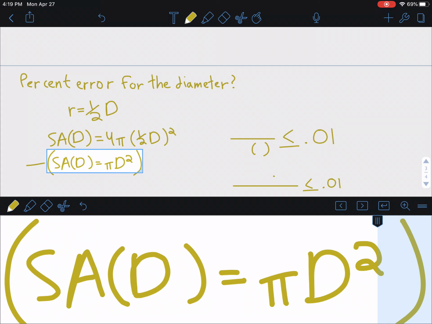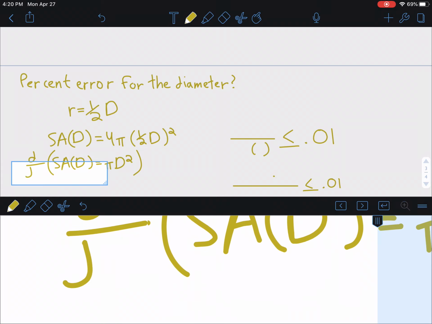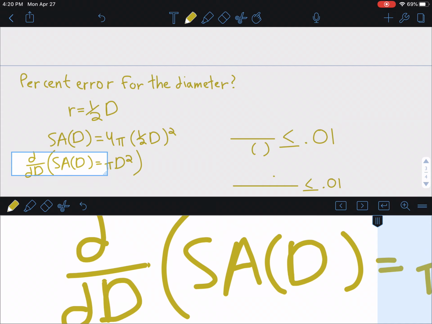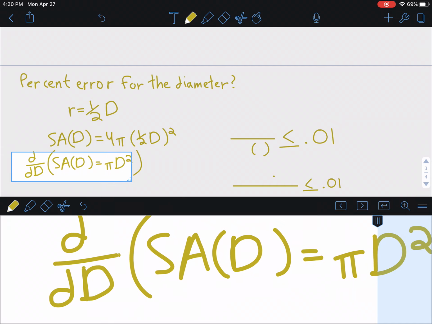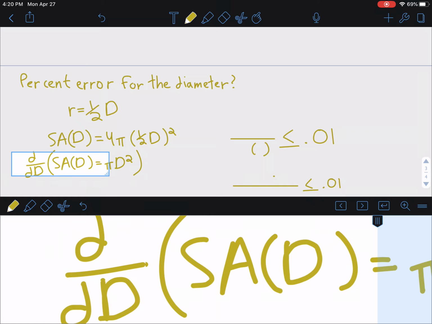Now, this is not a formula you probably learned back in geometry, right? But we can calculate something like this with just a little substitution, okay? And now I'm going to take the derivative of this equation with respect to its input variable, which is diameter. So d over dd. Sorry about all of these d's, okay?